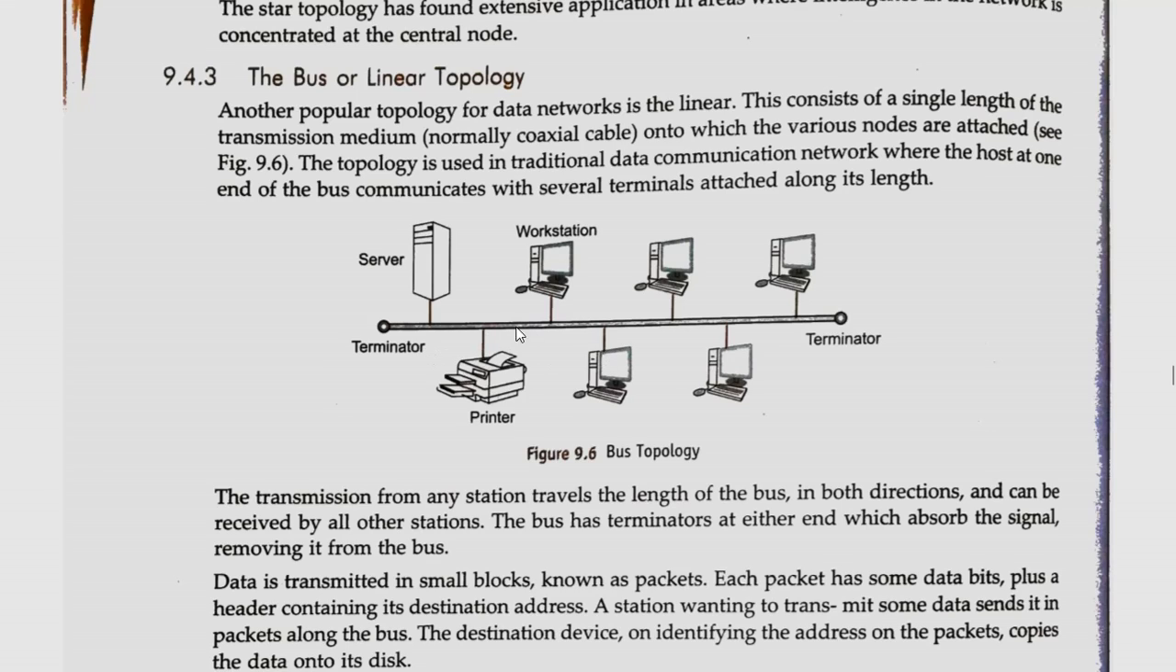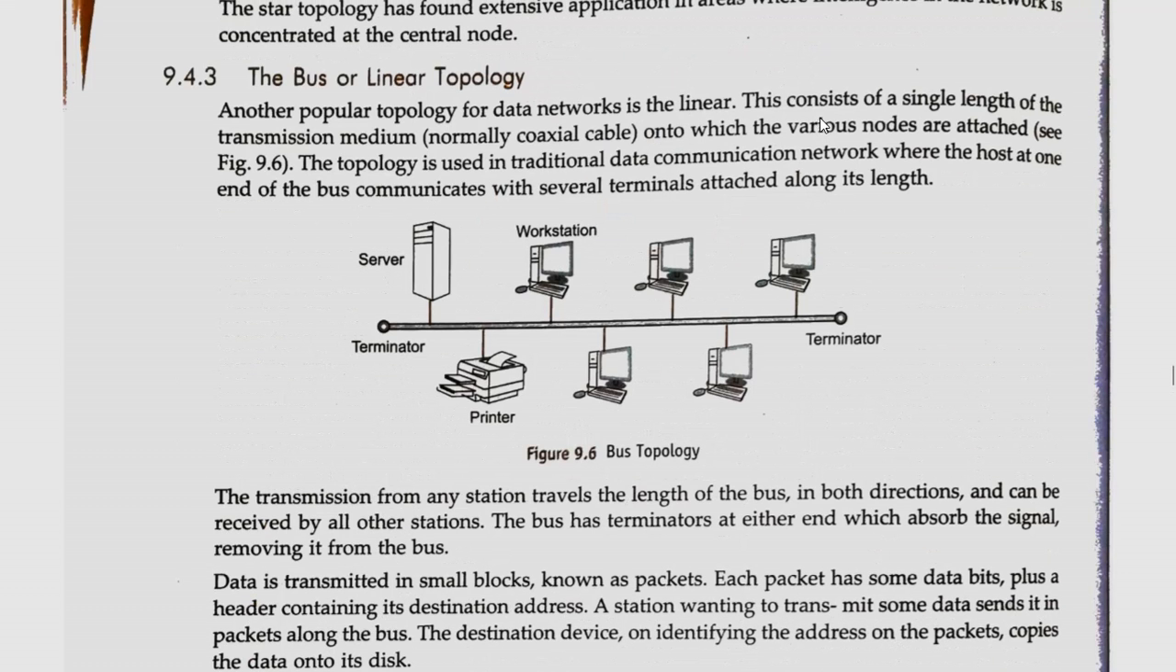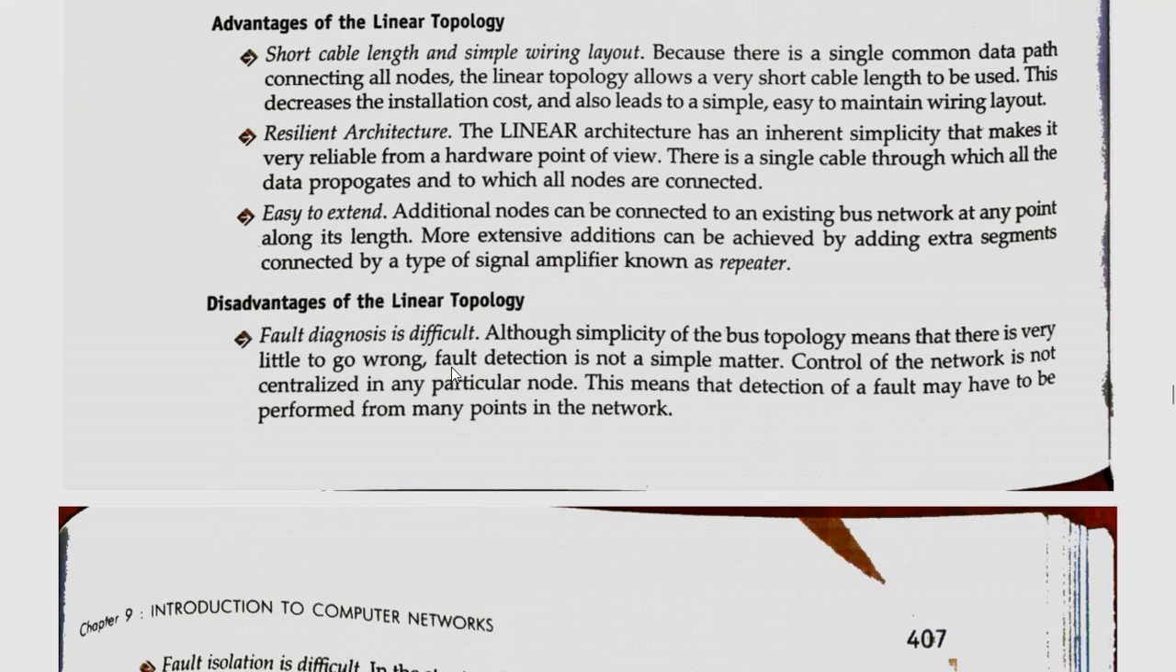So you can understand that the transmission of the data is very simple. It is not a very complex procedure. Because of this, the design becomes very simple. Now you can say the design means the architecture, so it is a resilient architecture. Now it is easy to extend also, because if you want to add a particular system, you can directly attach it to this central wire, the coaxial cable. Once you attach it, it is going to receive the signal according to its address. Now let's see the disadvantages of the linear topology.